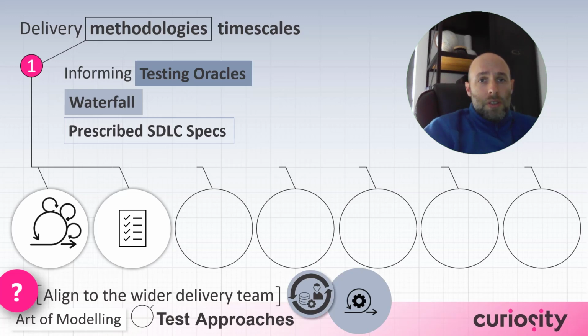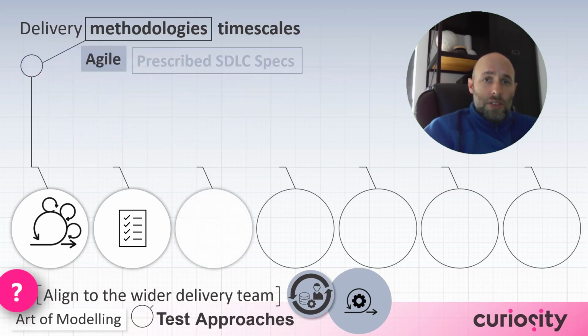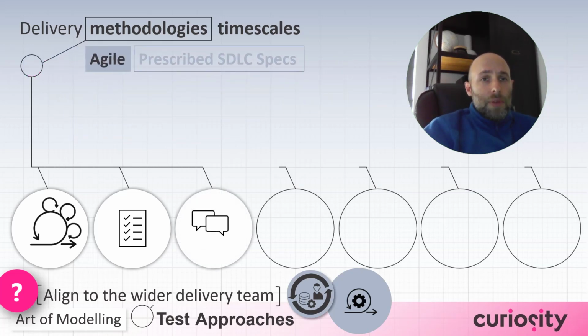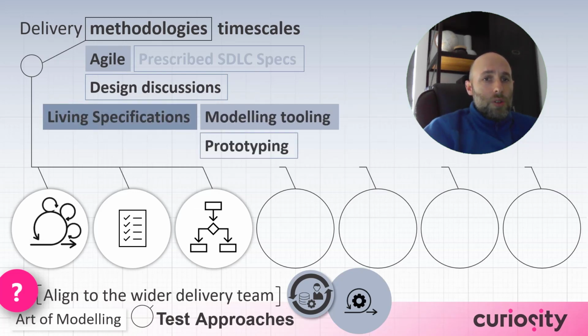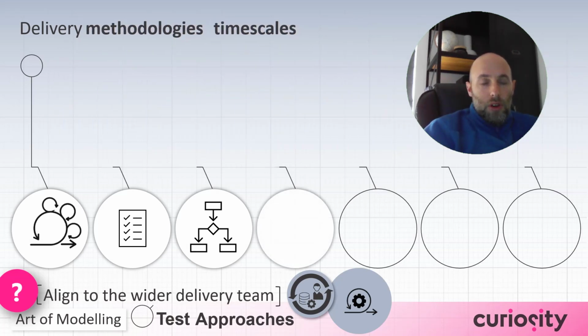Whilst these processes and documents can still exist in an organization's agile ways of working, it's probably going to be far more incumbent on the testers within the team to be more involved in design discussions and possibly even creating living specifications of the system, truly shifting testers left and using modeling tooling to document and prototype changes to a system. Next, we'll look at timescales.